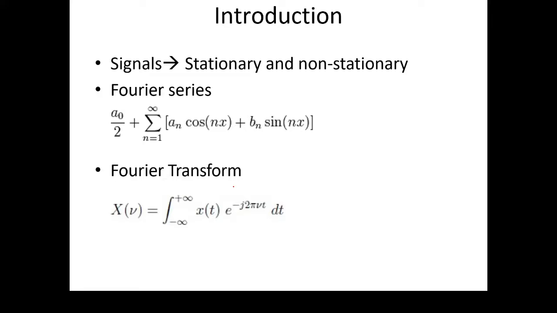Okay, so we have discussed various types of signals, and we have discussed that there are signals, for example the sinusoids, which do not change frequency over a period of time, and these types of signals are regarded as stationary signals. Now, if there are any signals which change their frequency components over a period of time, then they are regarded as non-stationary signals. For example, the EMG signals.